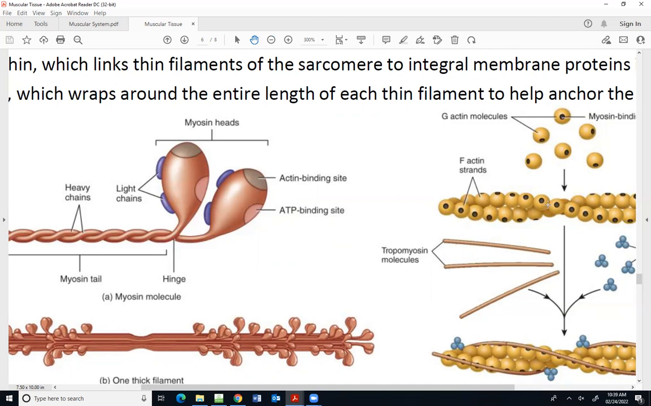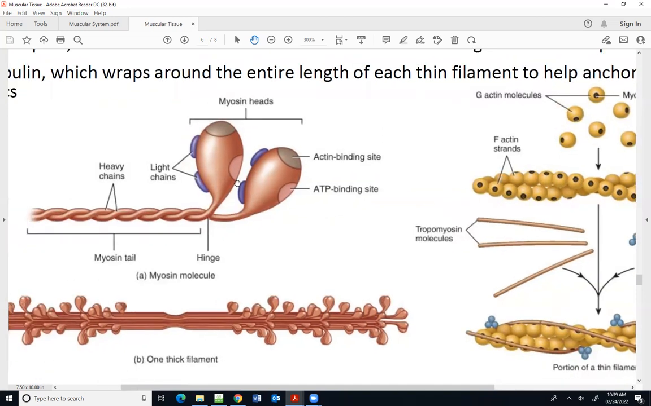Just like if you're pulling a rope with two hands, you grab and pull with one hand, then you grab and pull with the other hand, and you break it free and grab with the other hand again, and you keep pulling and pulling and pulling. That's what these guys do. Okay. Now this is one individual myosin.